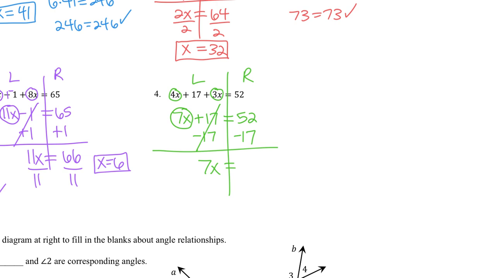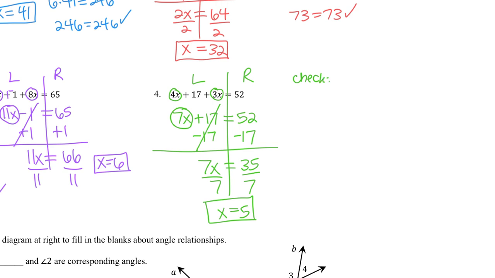Equals, these are like terms, so I'm going to combine them. 52 minus 17, they're both constant terms, so I can combine them. And that is 35. And then our last step is just like all the others. We're going to divide for that last step. 7 times x, to undo multiplication, we divide. Divide by 7, we get 7x divided by 7 is x, equals 5. Box that up. And then we're going to check it.